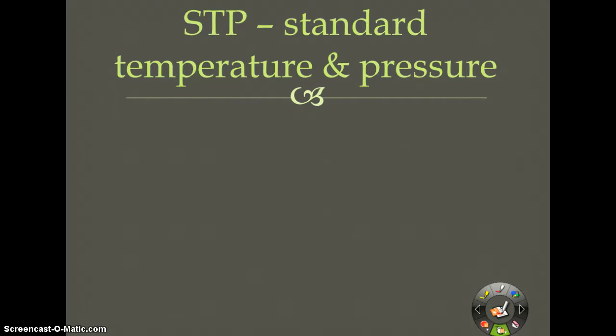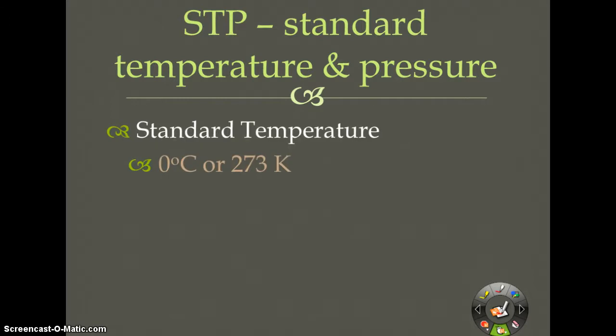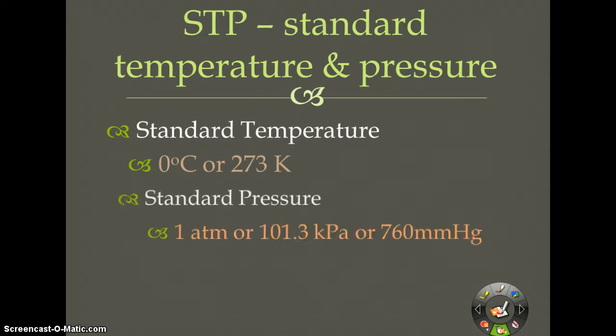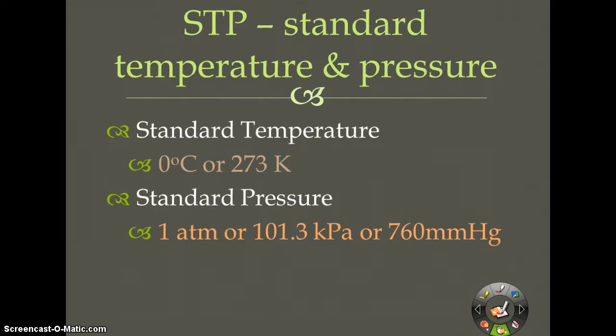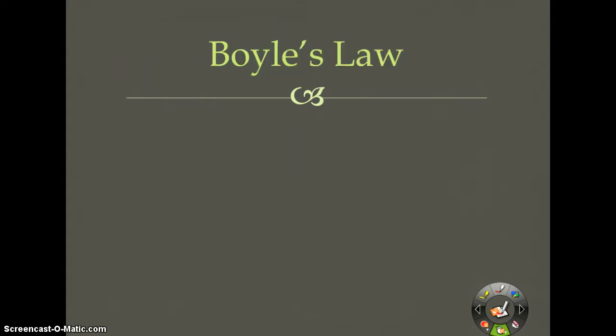Standard temperature and pressure, that's where most of our gas laws are going to occur. Standard temperature is going to be 0 degrees Celsius or 273 Kelvin. Standard pressure is going to be 1 atmosphere or 101.3 kPa or 760 millimeters of mercury. So this is the typical pressure that is on you on a normal daily basis, not taking weather into account.